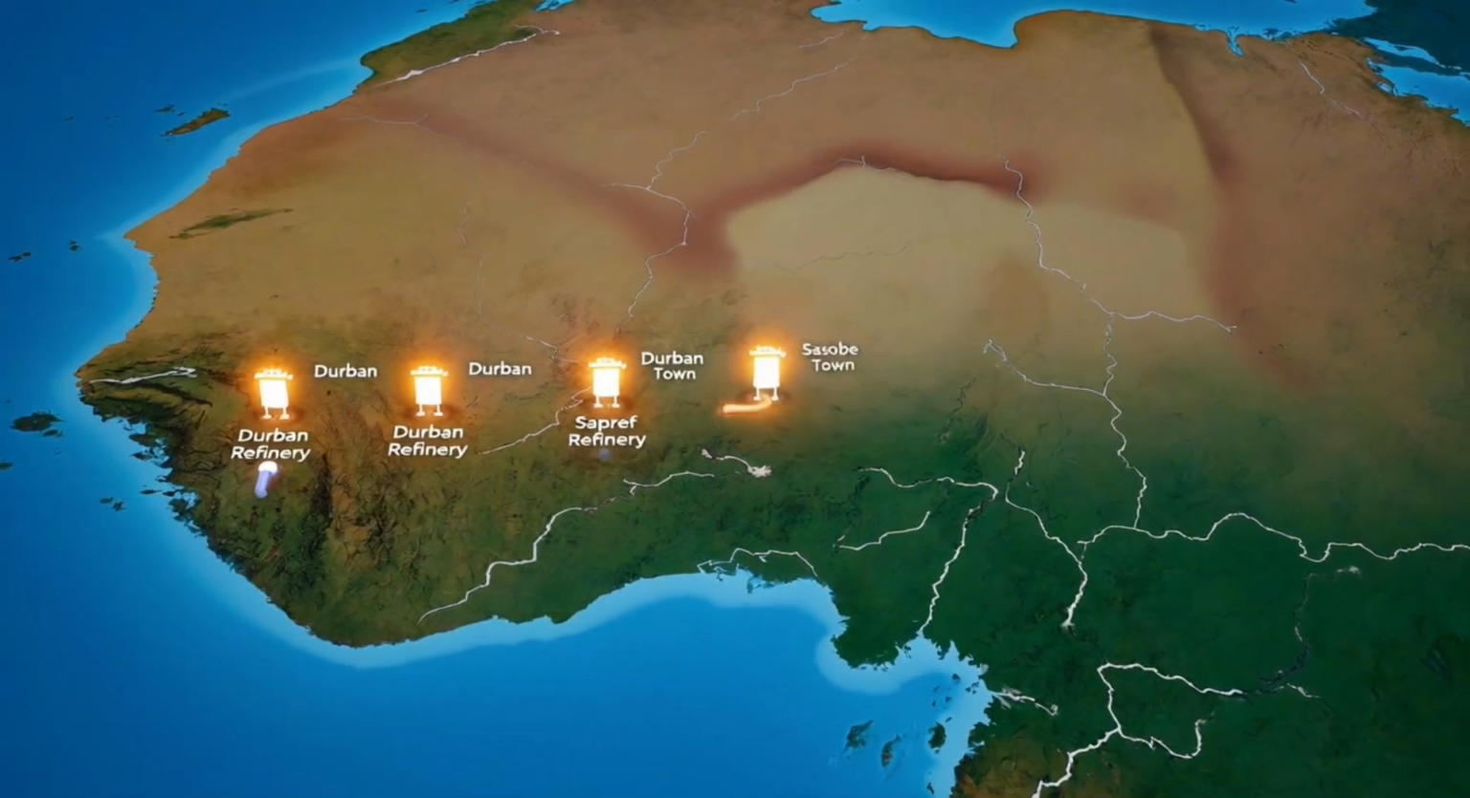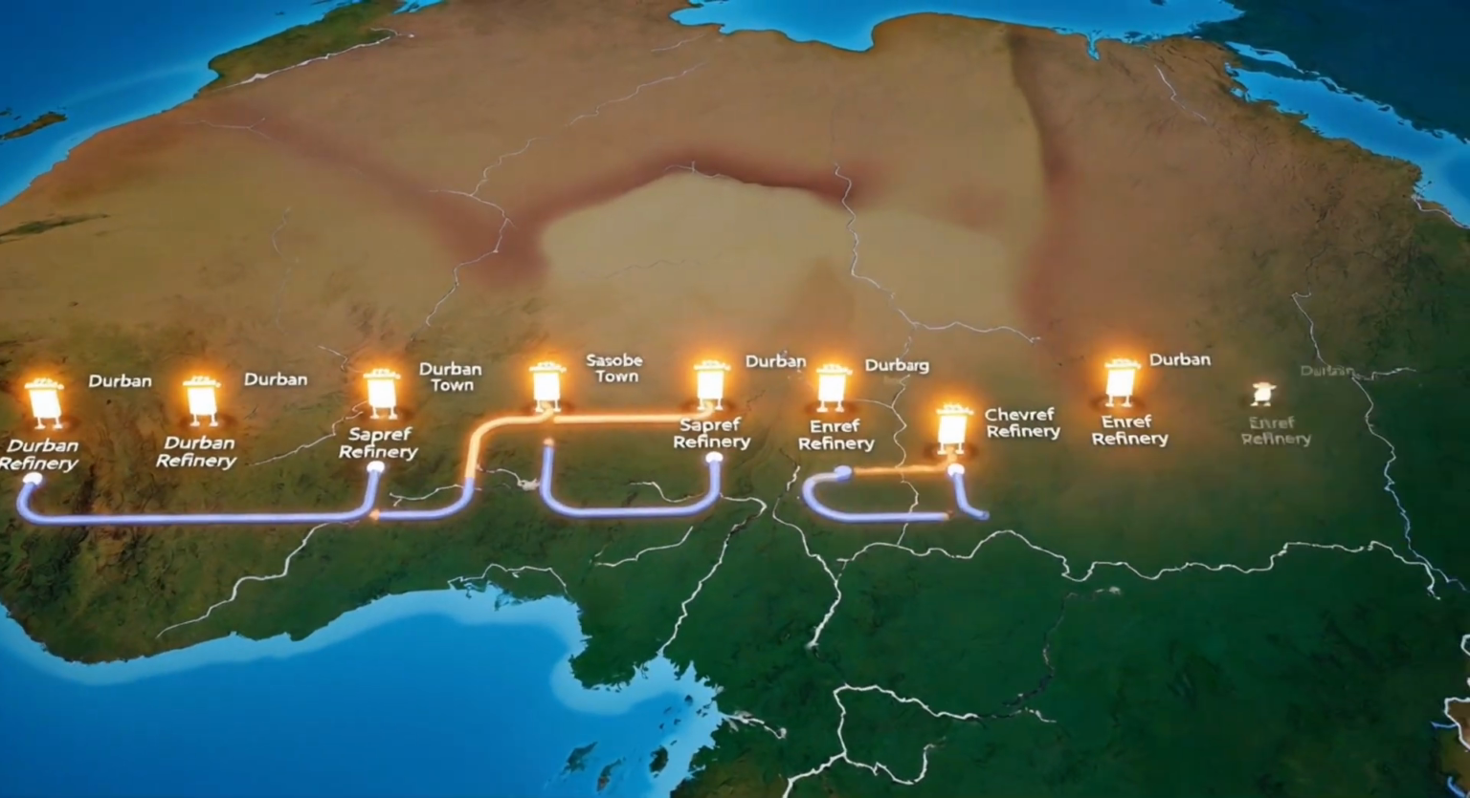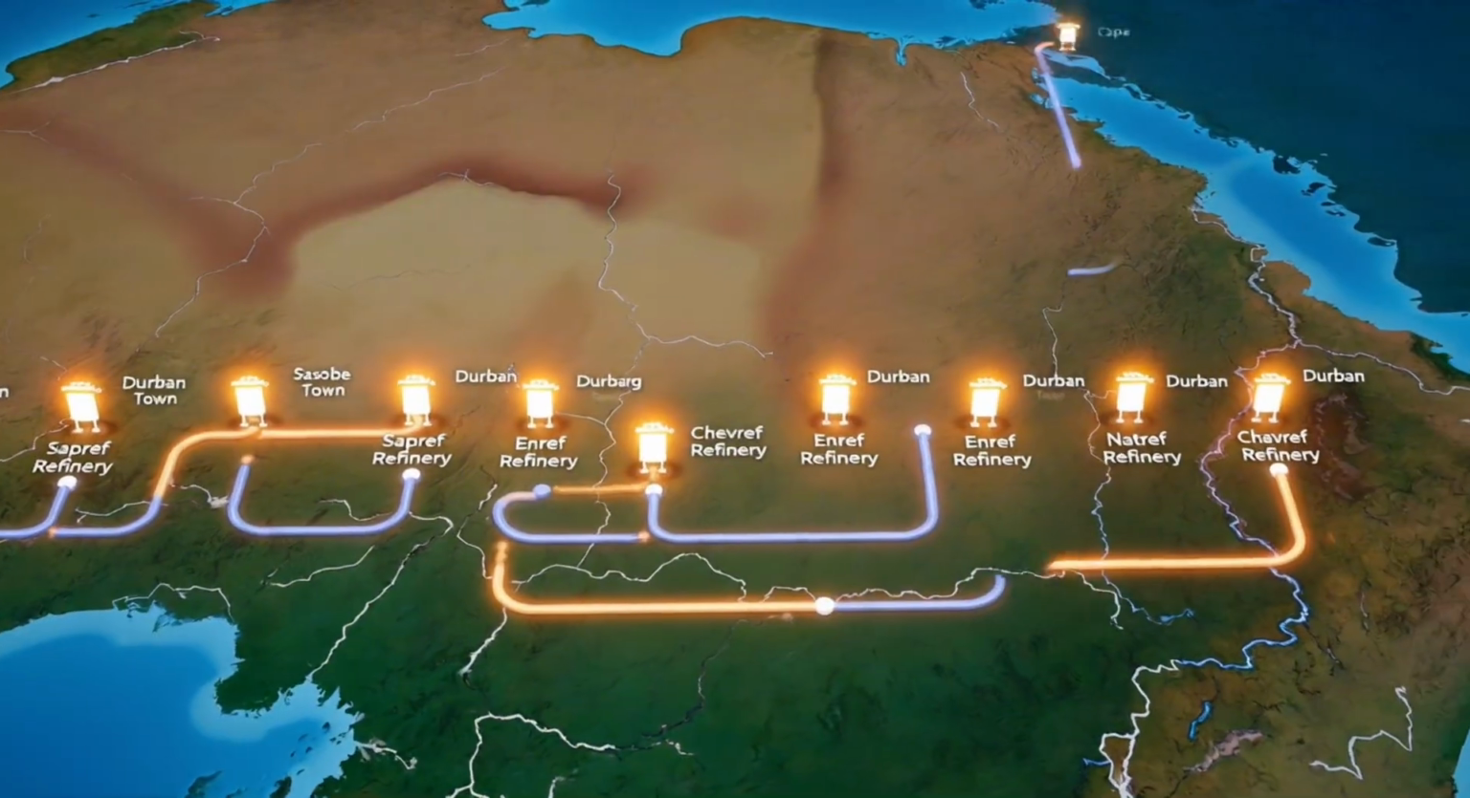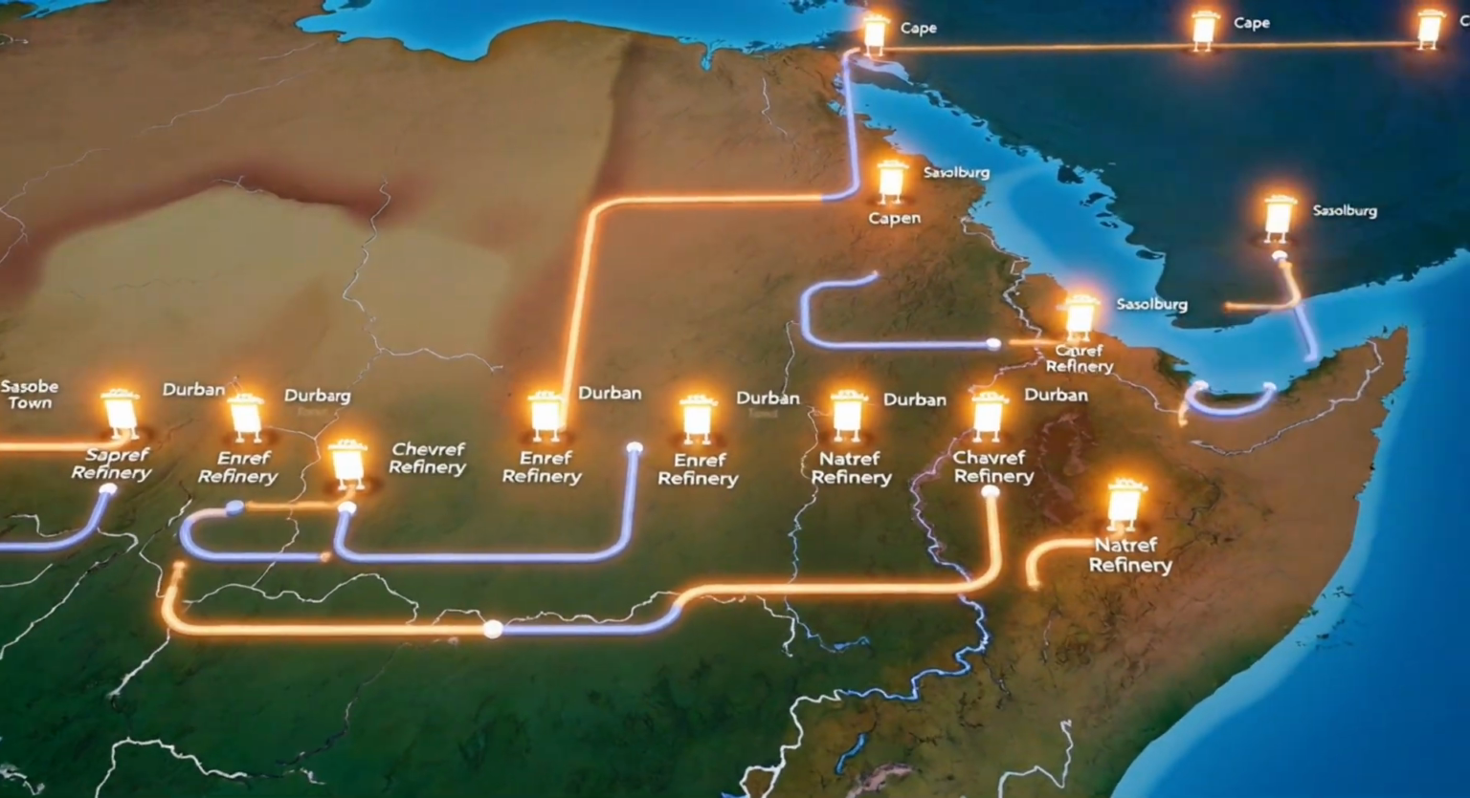Question 5, 10 marks. Explain the key role of each of the 5 oil refineries, including their physical location, in supplying fuels in South Africa.